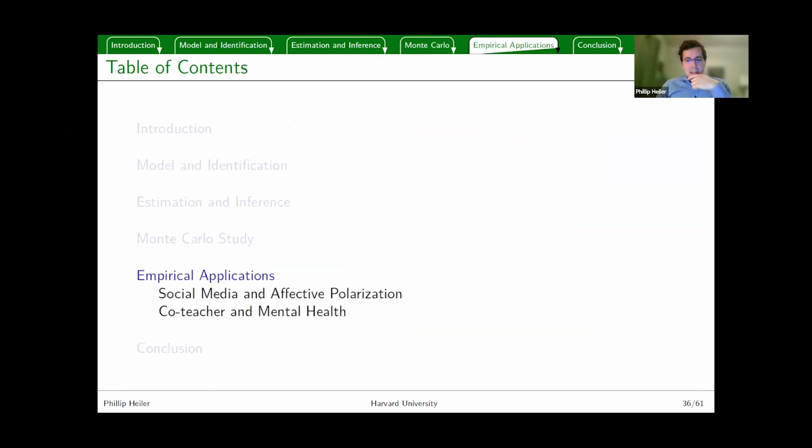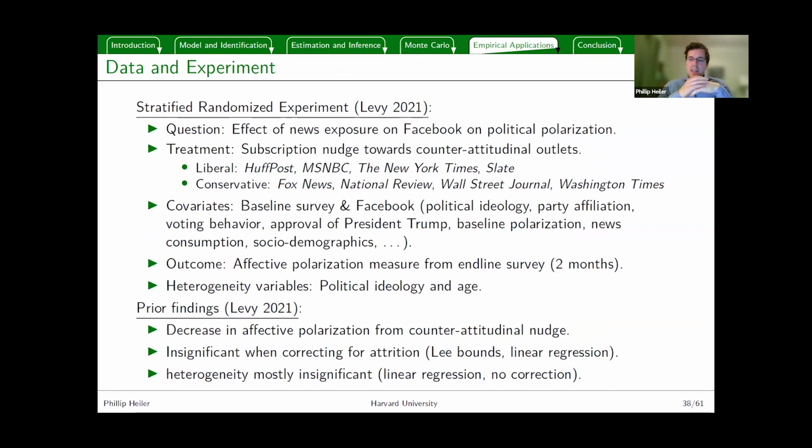Okay, then let's go through the social media and affective polarization application, a little bit more detail on the process here. So I already explained the experiment earlier. Now let's talk a little bit more about the particular outcome. So we're interested here in the effect of this counterintuitional nudge on affective polarization. And affective polarization does not measure how polarized you are in terms of opinions. So in terms of how much you, for example, think the state should spend for the military or for social welfare or anything like that.